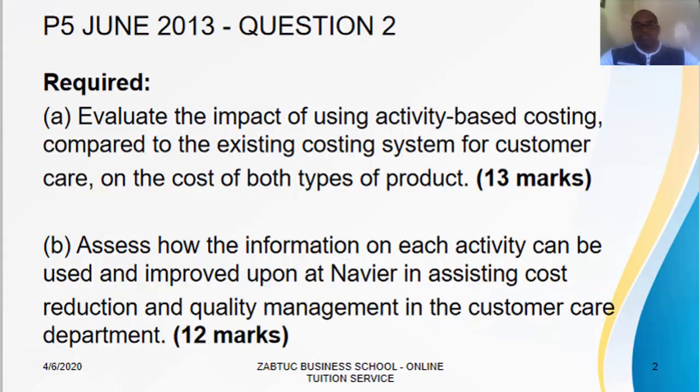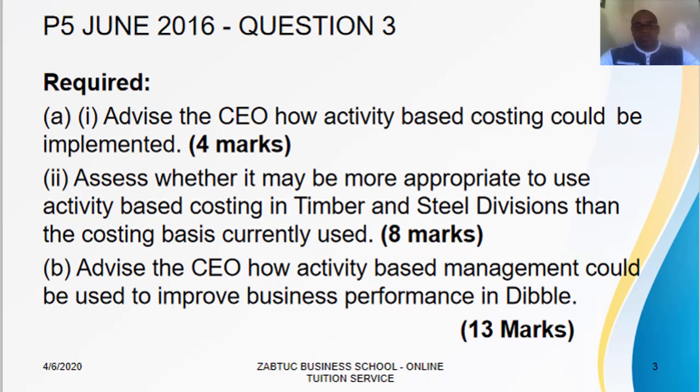So as usual, we'll look at some of the system for customer care, plus the questions that you used to have in PM, where you would show results under activity-based costing and the traditional costing system, and then you do a comparison. But the two really was now ABM. 2016, quite a comprehensive question, which I encourage you to really go through.